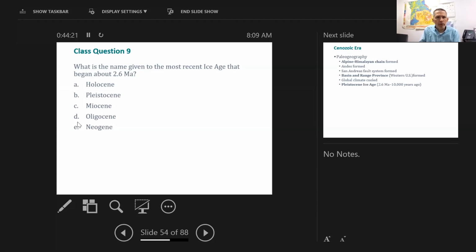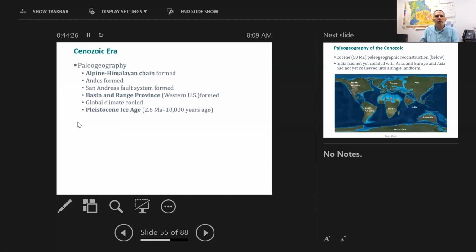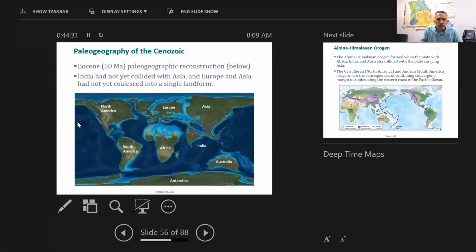And so the most recent ice age is called the Pleistocene. And that ended about 10,000 years ago. So during the Cenozoic, here's a map of the Cenozoic, a reconstruction of the Eocene portion of the Cenozoic, where India is about to crash into Eurasia to form a single landmass.